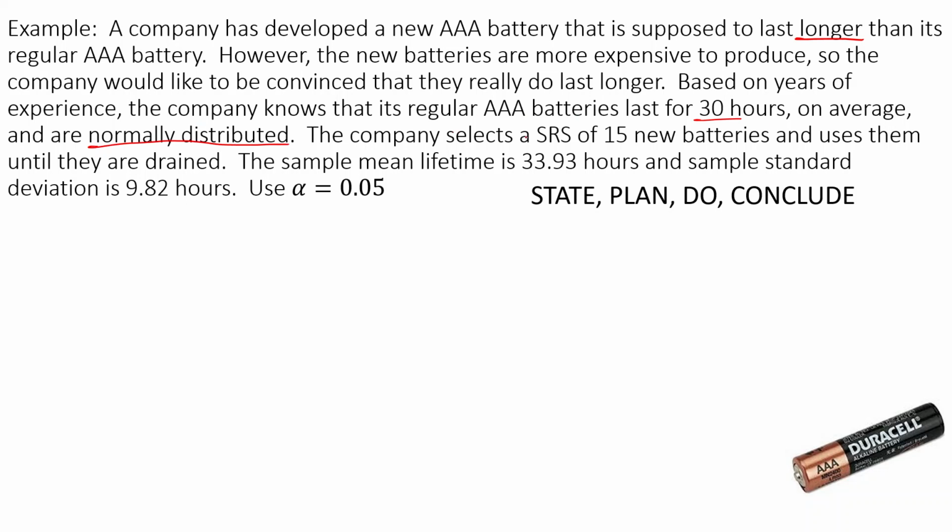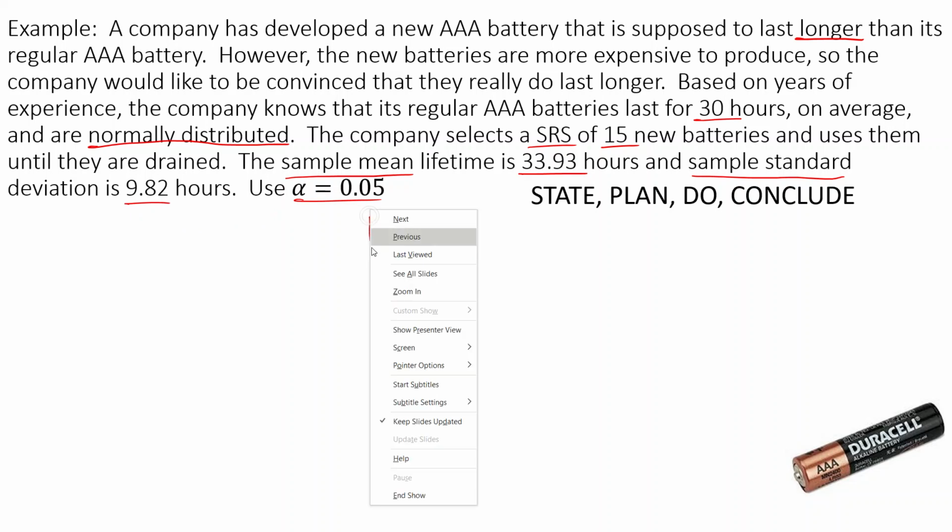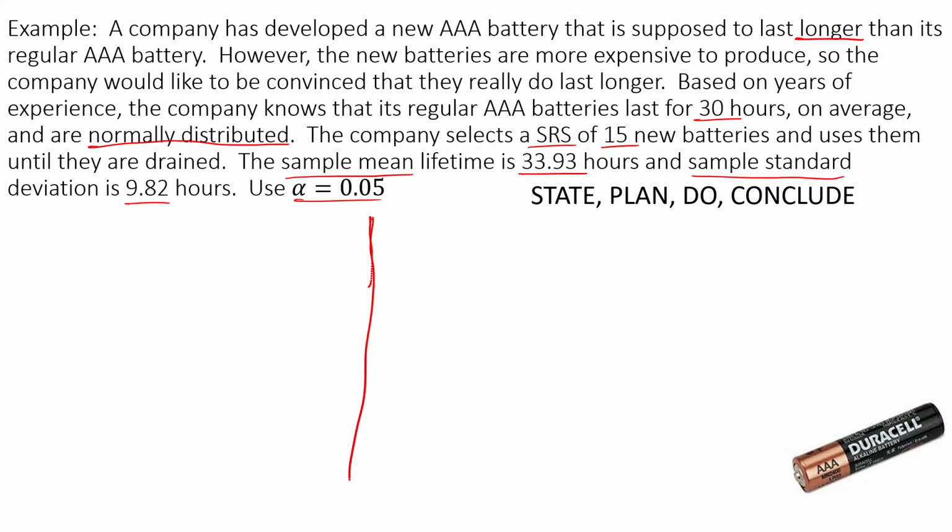Ooh, that's nice. The company selects a simple random sample of 15 new batteries and uses them until they are drained. The sample mean of the batteries is 33.93 hours, and the sample standard deviation is 9.82 hours. Use alpha equals 0.05. All right, so they're asking us to do a hypothesis test here.